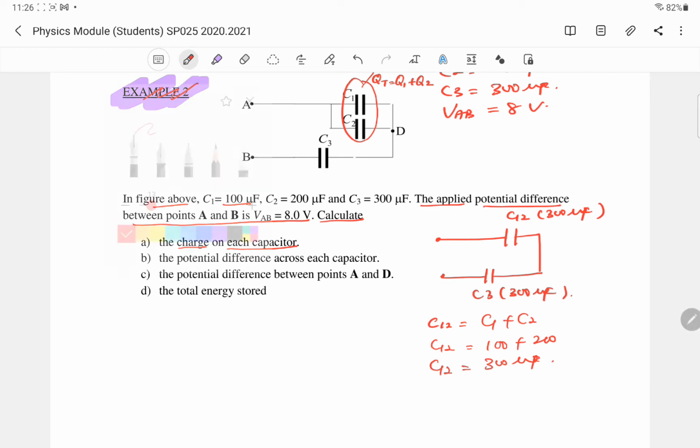So then kita tahu pula dekat sini kita ada C12, 300 microfarad. Okay, so kita nak dapatkan Q, supaya kita dapat tahu Q pada 1, 2 dengan Q3 adalah sama. Kenapa sama? Sebab Q12 sama dengan Q3, because Q are connected in series. So bila series Q sama, macam mana nak cari Q?